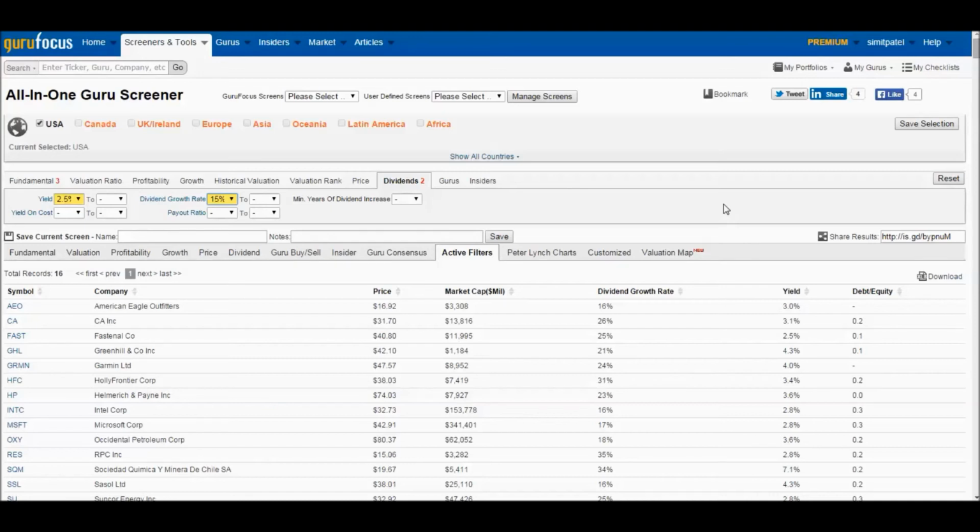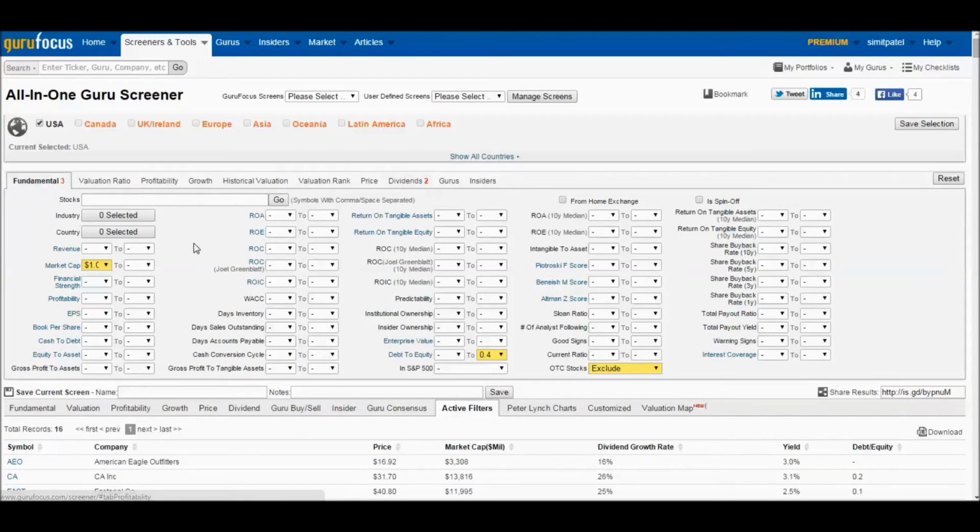GuruFocus is a premium screener I use because it has a whole bunch of different metrics. Here's a sample screen I set up. I wanted to see stocks that are yielding 2.5% and have a dividend growth rate of at least 15%. GuruFocus uses a 3-year data set, so that's dividend growth of 15% per year over the past 3 years.